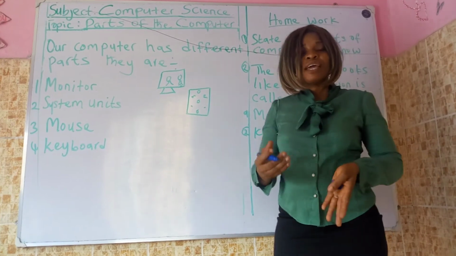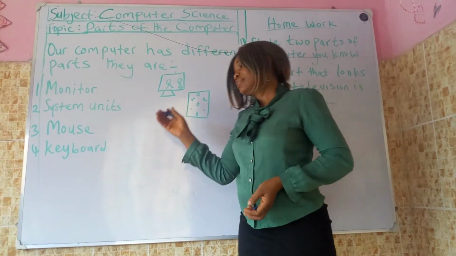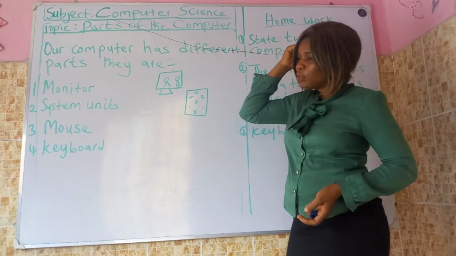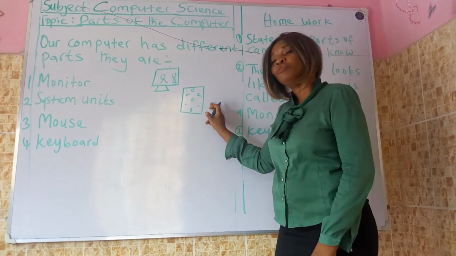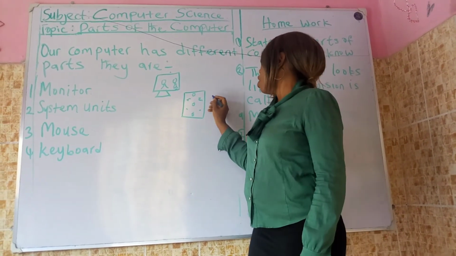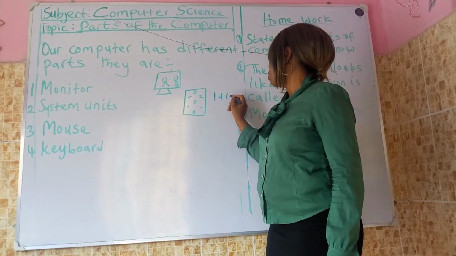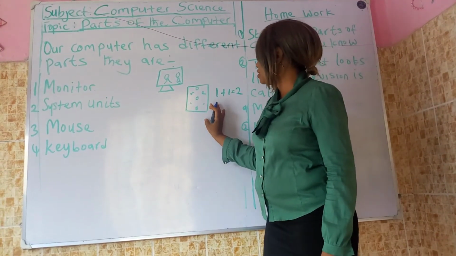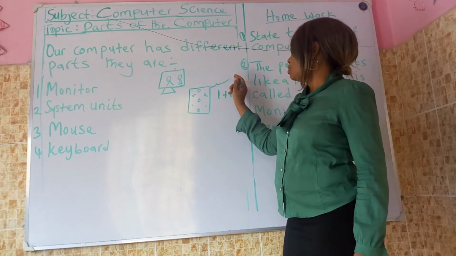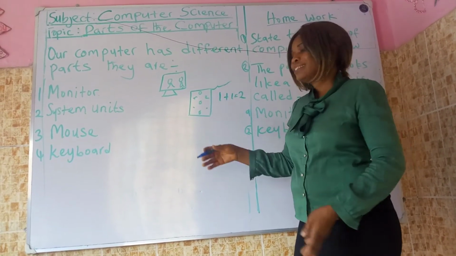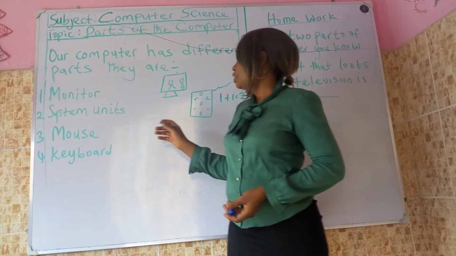For example, you say 1 plus 1. You are asking your computer 1 plus 1. The computer will process it in its brain, which is the system unit, and give you the answer, 1 plus 1 equals 2. That is the work of the system unit. It helps to process our information in the computer.